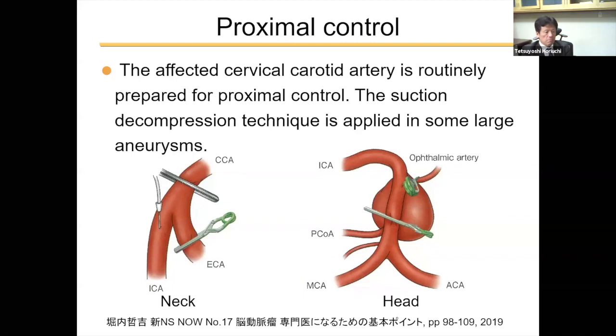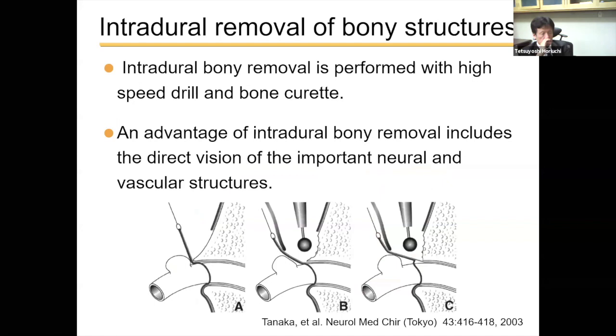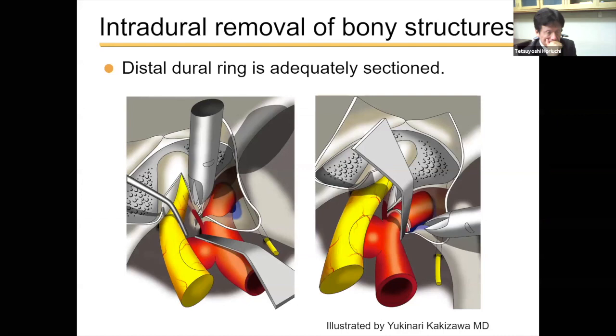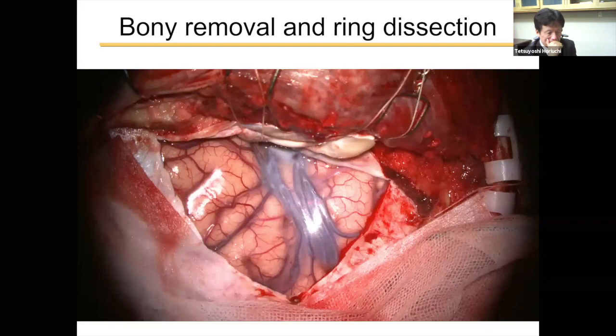I usually perform intradural bony removal with a high-speed drill or bone curette. Advantages of intradural removal include direct vision of the important neural and vascular structures, and minimum but sufficient removal can be achieved. Sufficient distal dural limb dissection is essential to mobilize the internal carotid artery for clipping surgery. I will show you a video of bone removal and distal dural limb dissection.